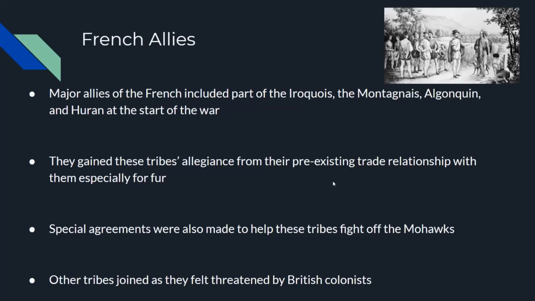Other tribes, such as the Lenawek and Miami, who contributed less towards the war, were convinced to join the French because they felt threatened by the British colonial settlements encroaching onto their lands, while desiring a good relationship and network with the French.